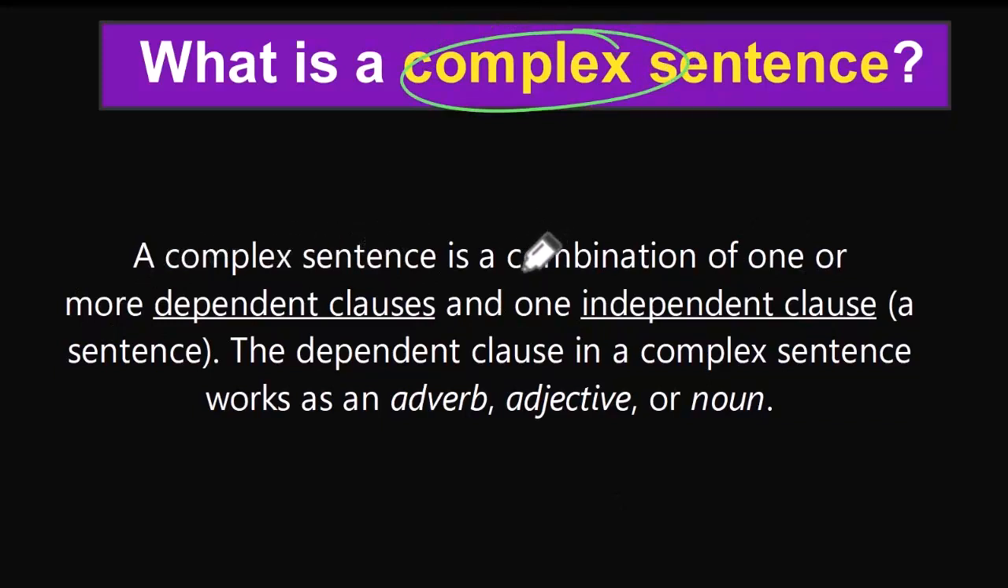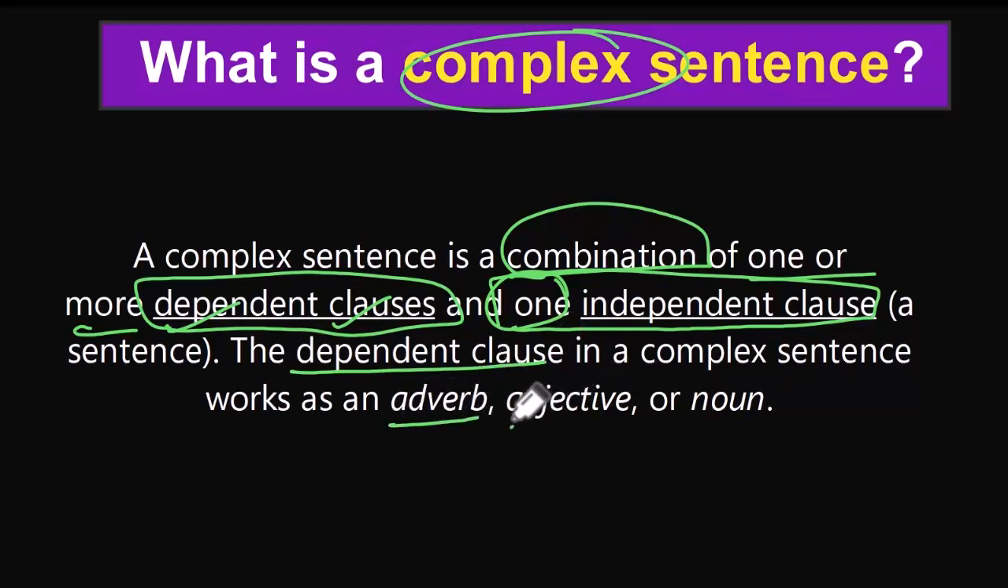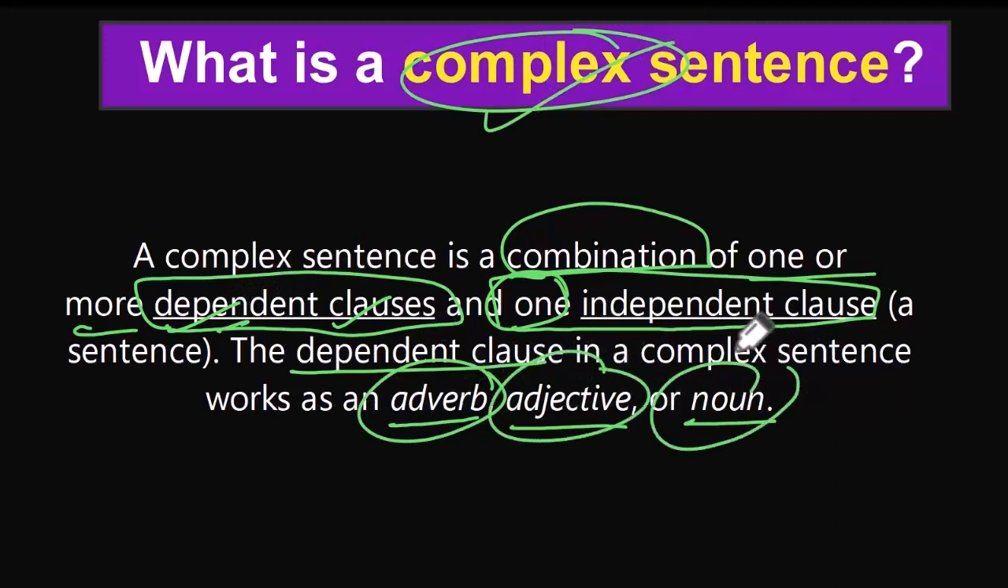A complex sentence is a combination, an amalgamation of one or more dependent clauses, right? So it has one or more dependent clauses and just one independent clause, which is also known as a sentence. So the dependent clause that you have in a complex sentence either works as an adverb, an adjective, or a noun. That's what it does in a complex sentence, or any sentence for that matter.